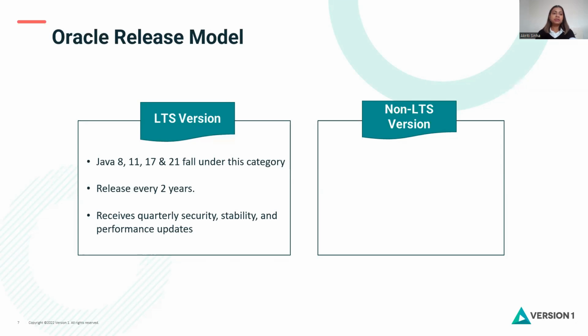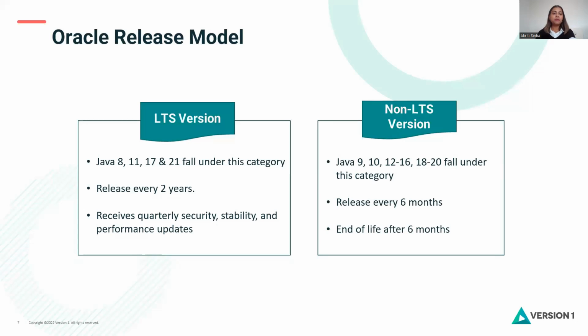The LTS versions receive quarterly stability, performance, and security updates. Coming on to non-LTS, they are more of a feature release version under which a few features would be released. These can be considered the transitionary versions from one LTS to another LTS release. These are the versions between LTS releases. For example, Java 9, 10, and 12 to 16 fall under this category. These are released every 6 months, and once the next non-LTS version is released, the previous one is not supported anymore.